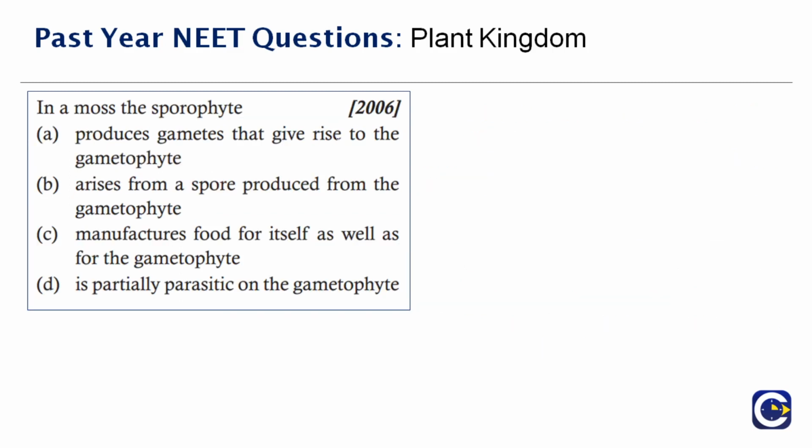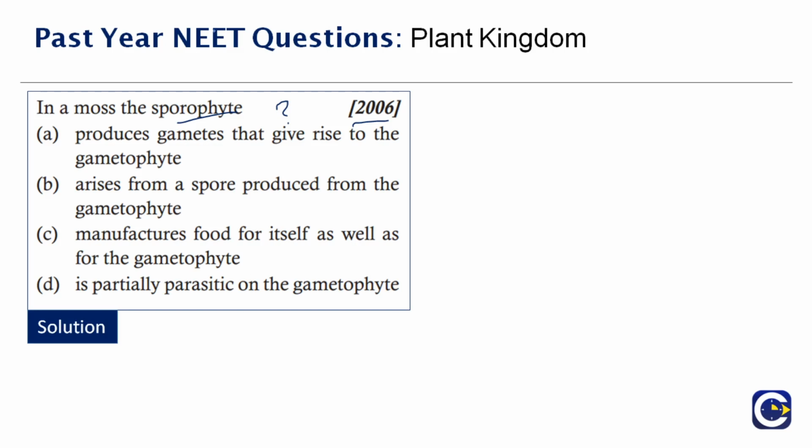Now let's move to the next question. This question was asked in the year 2006. Let's read it: in a moss, the sporophyte is dash. When I say saprophyte, it is understood that it depends on the dead or on other organisms. As it is clearly said, you all would have guessed. The correct answer is option D, partially parasitic on the gametophyte. Right? Partially parasitic on the gametophyte.